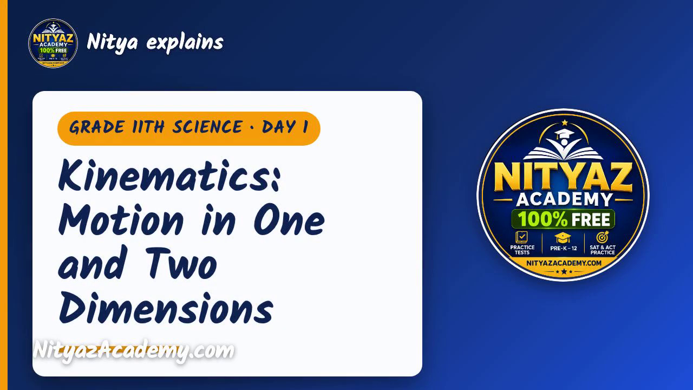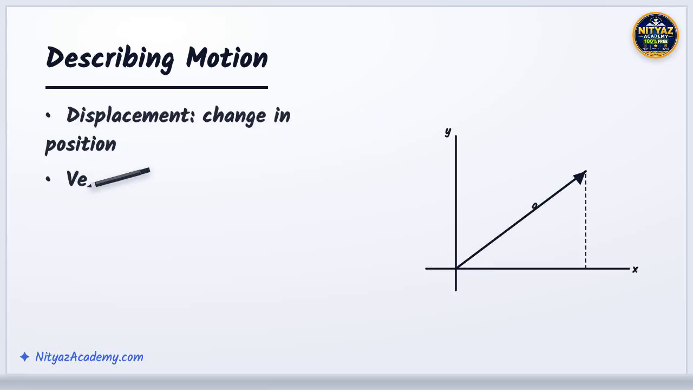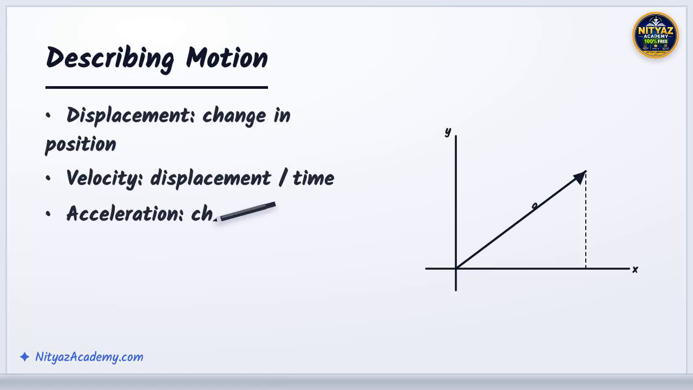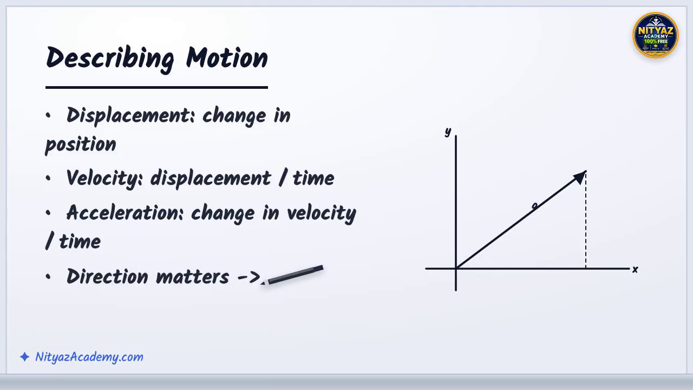Let's learn kinematics, motion in 1 and 2 dimensions together, step by step. Kinematics is the language we use to describe motion without worrying about its cause yet. Displacement tells us how far and in what direction an object moved. Velocity is displacement over time, and acceleration is how quickly velocity changes. Because direction matters, we treat these as vectors, drawn as arrows. Master these 3 ideas, and you can map any journey.